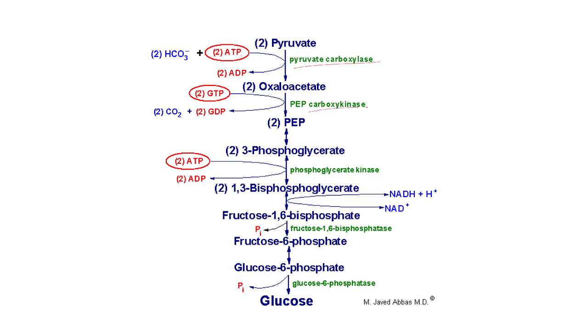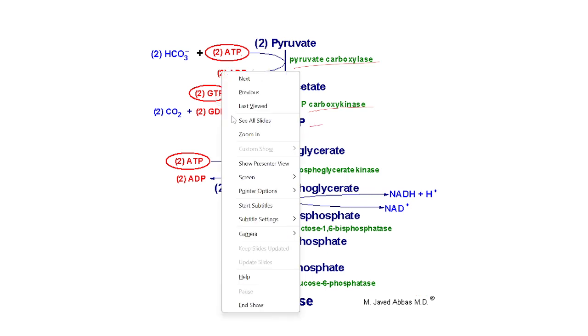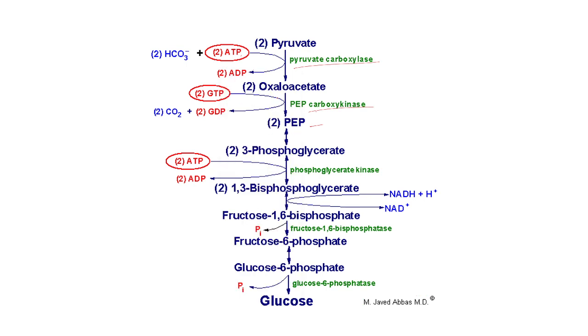Again, PEP carboxykinase converts this oxaloacetate to PEP. One GTP is converted to GDP, and then it forms phosphoglycerate. Again this ATP is converted to ADP, and it will form one 3-phosphoglycerate. Here NAD plus is converted to NADH.